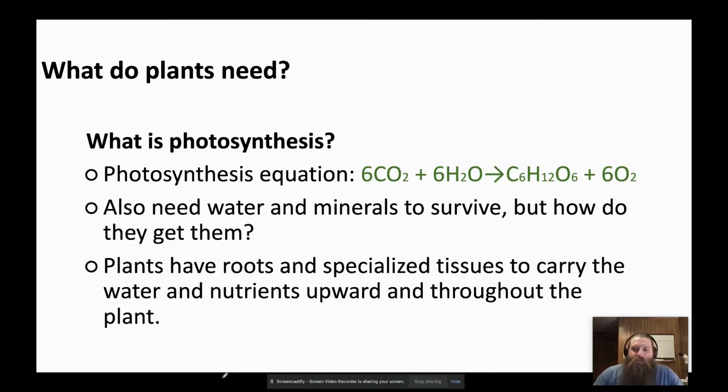Now, photosynthesis, something we talked about. We talked about the energy cycle of plants. And this is the photosynthesis equation right here. If you don't remember it, take a good look at it, jot it down. It takes CO2 in the form of a gas and water in the form of a liquid, and it makes sugar in the form of a solid, and it makes oxygen in the form of a gas. Now, obviously, they're also going to need some minerals from the ground that they're going to take up to survive. And in order to do that, they need to have roots with some special tissues.